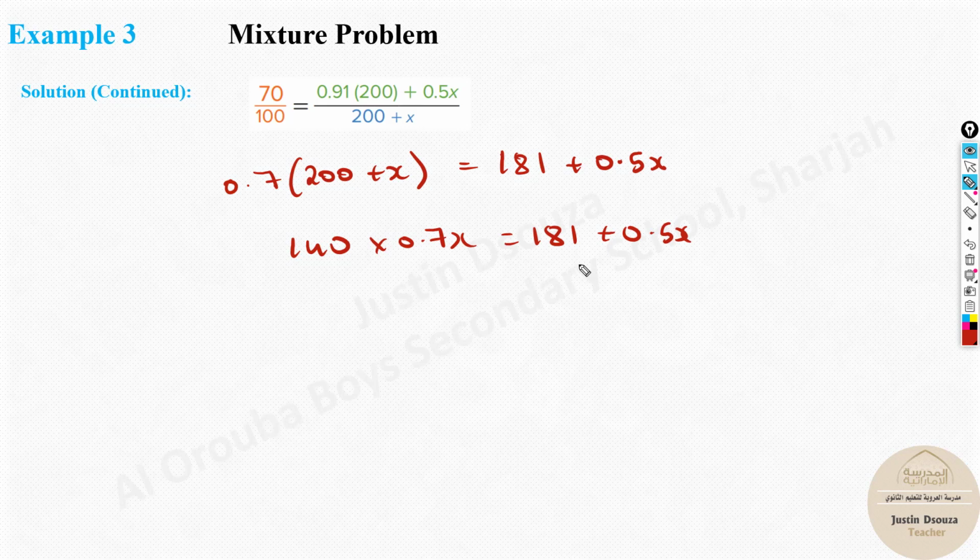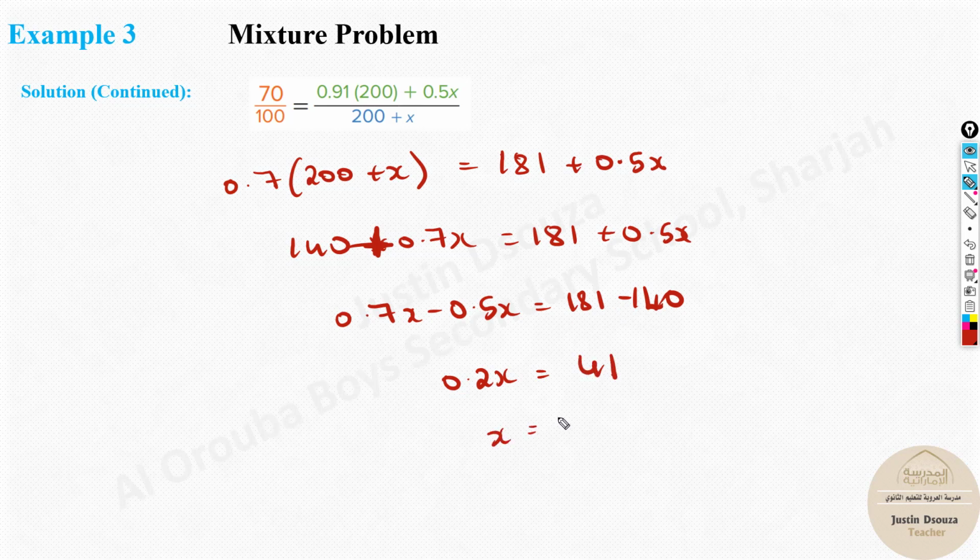Get all the x's to one side, and sorry, I've made a mistake here. This is plus. It's not multiplication, it's plus. The middle sign is plus. Now take all the x's to one side. 0.7 is bigger, so leave it. Take this to the other side. It'll be 0.7x minus 0.5x equals 181 minus 140. So this is going to be 0.2x equals 41. 181 minus 140 is 41, and x is equal to 41 divided by 0.2.